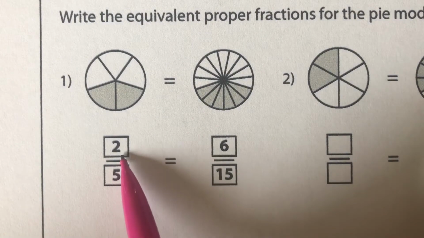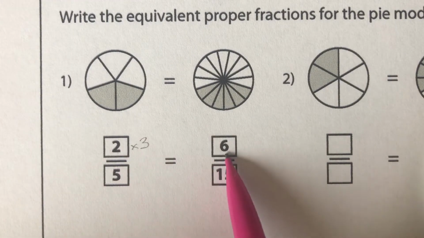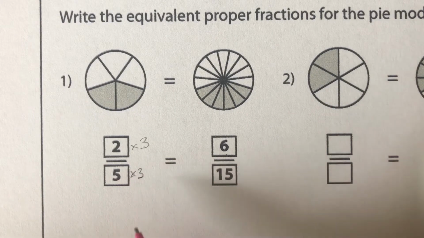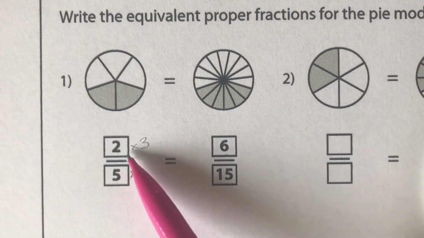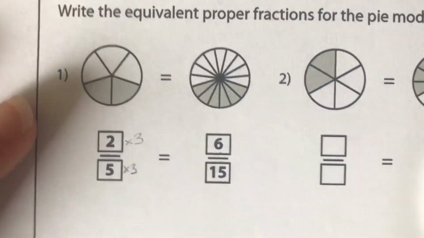So if I start with the smaller one and I multiply this by 3, 2 times 3 is 6. I take that same factor, so multiply by 3 down here, 5 times 3 is 15. So these fractions are equivalent. Let's take a look at number 2.